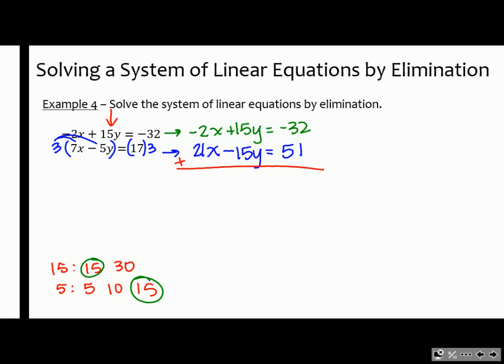The coefficients of x, negative 2 plus 21, would give us 19x. 15 add negative 15, or 15y and then subtract 15y, behaves as plus negative 15y, is 0. And on the other side, we have 51 and negative 32 added, which will behave like 51 subtract 32, which is 19. So 19x equals 19. Division property of equality, we'll divide by 19 to get x is equal to 1.